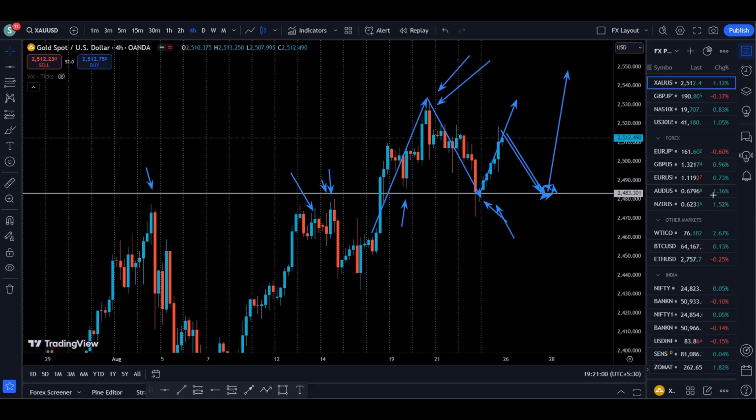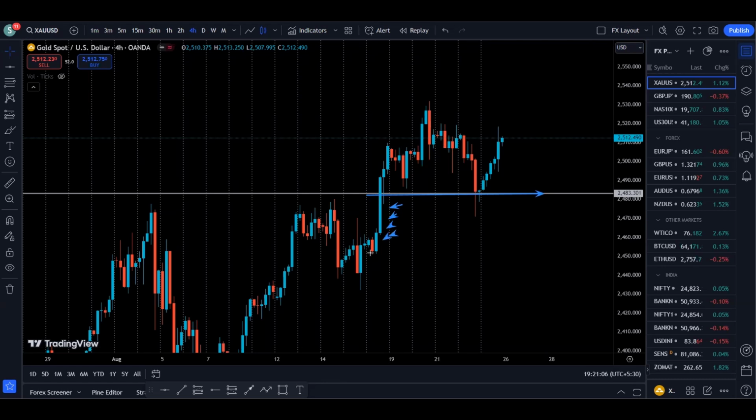Also, there is one more probability. As we can see, we have this support and clean range below this support. The next support is right here. So finally, if we break this support as well, or get a 4-hour candle close below this support, there will be a very high probability for the price to continue going down to the next support. So that is something on the 4-hour time frame.